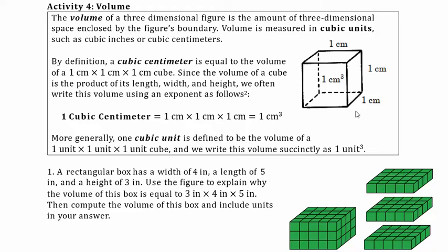We literally have a cube, and that cube has three dimensions: length, width, and height. And if all those dimensions are 1 centimeter, then the space inside that cube is 1 cubic centimeter. And this would be true with any unit. If this was 1 inch by 1 inch by 1 inch, then the volume inside there would be 1 cubic inch.